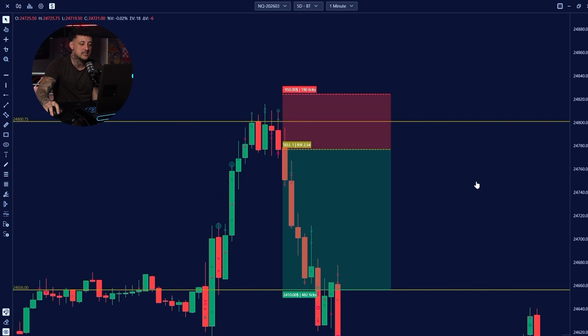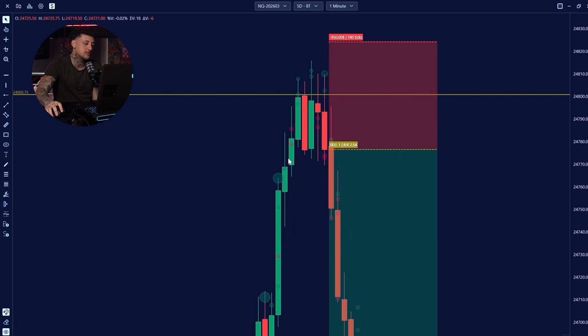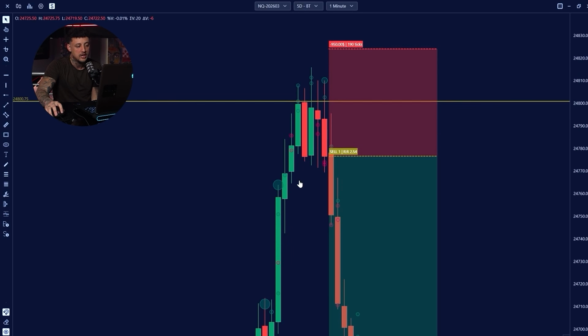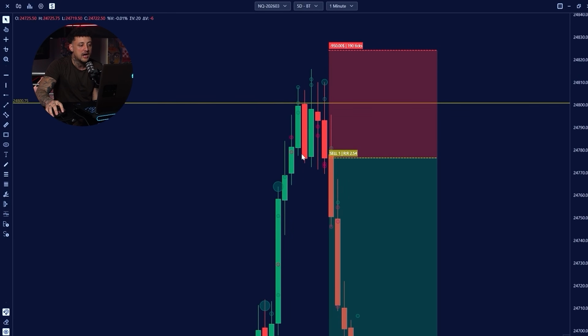So going over this example here, what we can see is we have these green bubbles that are going to represent aggressive buying set at a minimum of 30 contracts or more. That is going to be considered a large buyer. And then we have the red bubbles that are going to represent large aggressive sellers in the market.